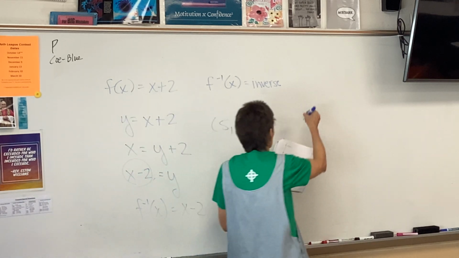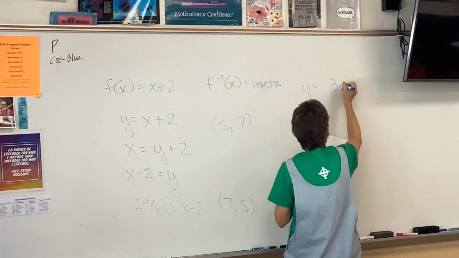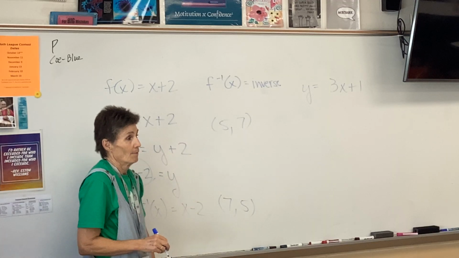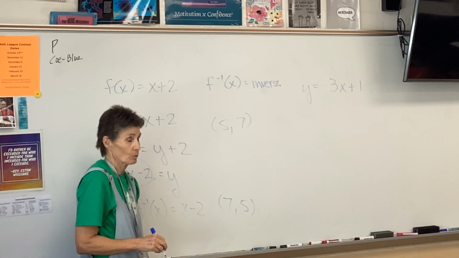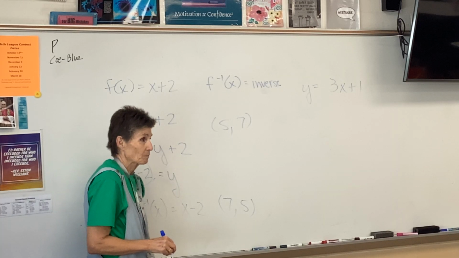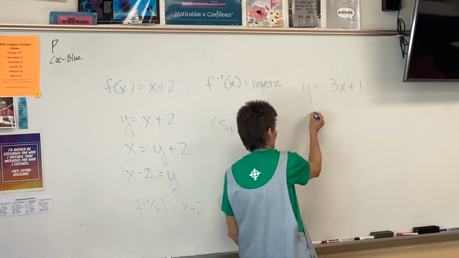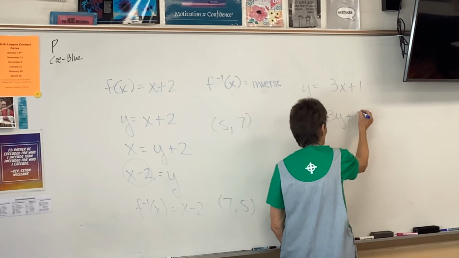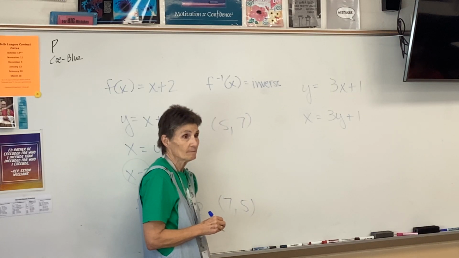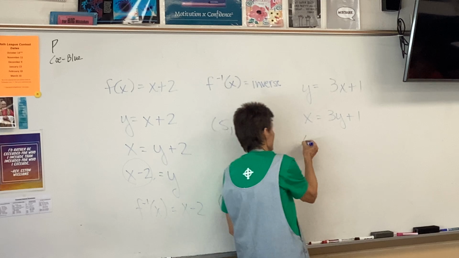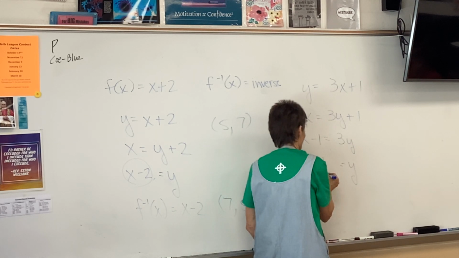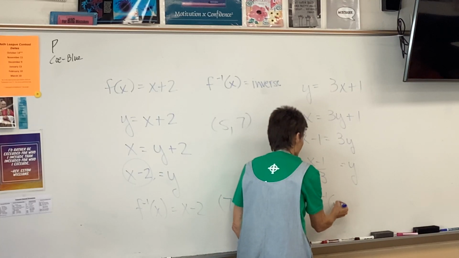How about b? We want to find the inverse of b. Now, some of you might be able to do this in your head. But for those of you who can't, or don't want to go to all that trouble, let's go through our steps. So remember what our first step was, switch the variables. And then get y by itself. So we'll subtract 1, divide by 3, and there it is. There's your inverse.